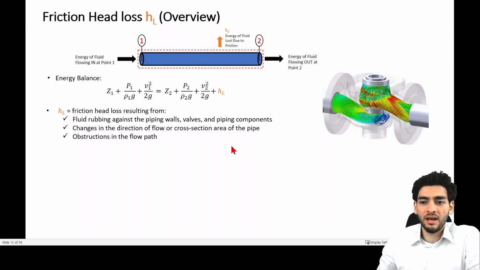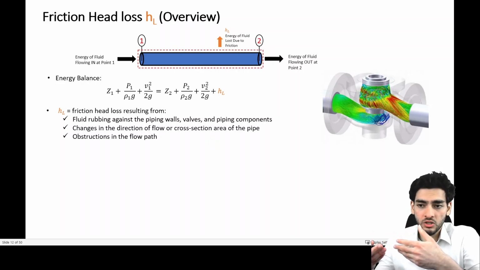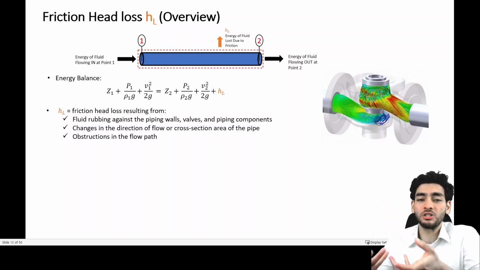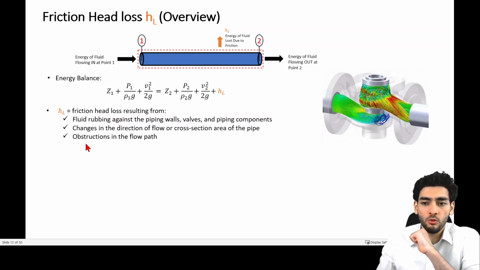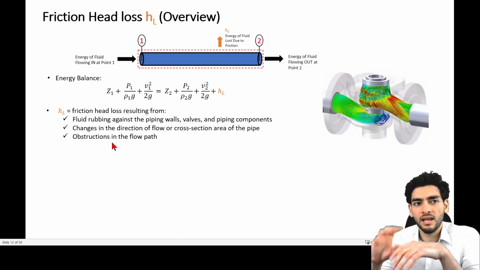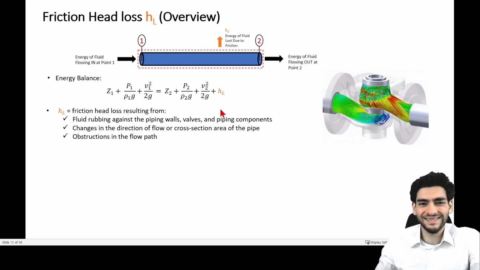And obviously, if you have any expanders or reducers in your piping configuration, the change in the cross-sectional area of the pipe will result in a higher friction head loss that you need to account for. And the last thing it mentions is any obstructions in the flow path. This would result in additional head loss that needs to be accounted for. So the million-dollar question is, how do you actually account for that? Because you need to if you are wanting to model your piping system.